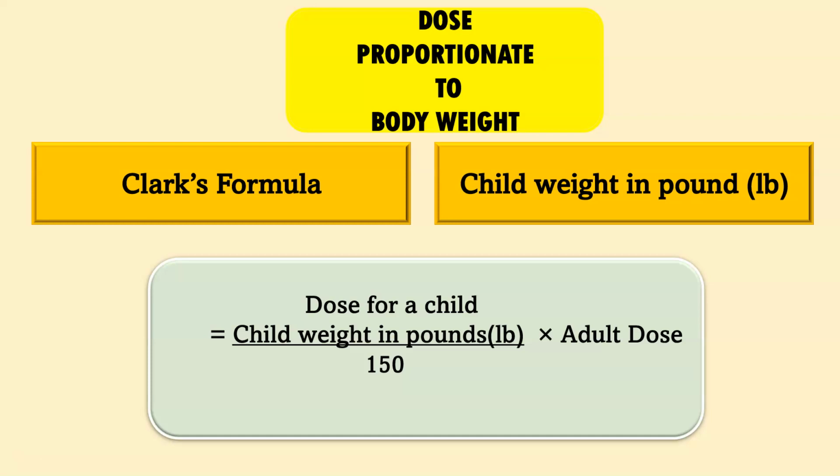We have seen Clark's formula. When the child weight is given in kg, you are going to use child weight in kg divided by 70 into adult dose. And when the child weight is given in pounds, you are going to use the formula child weight in pounds divided by 150 into adult dose.